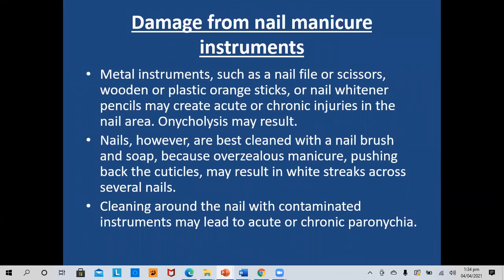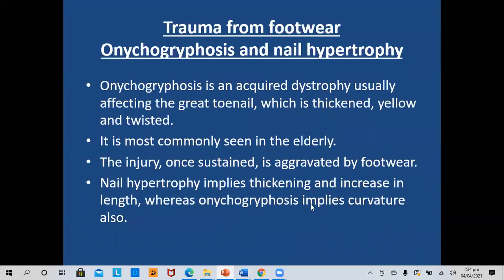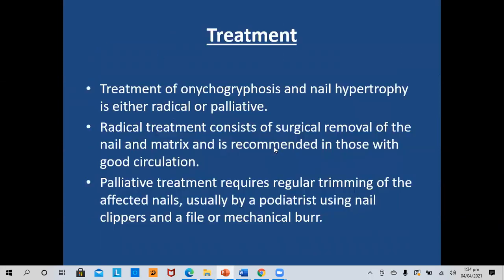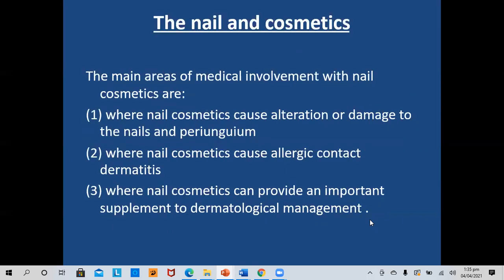Nails can be damaged by nail manicure and several instruments, so care should be taken while treating the nail. Sometimes the nail is damaged by footwear, resulting in onychogryphosis or nail hypertrophy, mostly seen in the elderly. You can see this onychogryphosis, and treatment of onychogryphosis is radical or palliative. Radical treatment includes surgical removal of the nail and destruction of the matrix, and palliative treatment includes regular trimming of the affected nail using a nail clipper, nail file or mechanical burr.